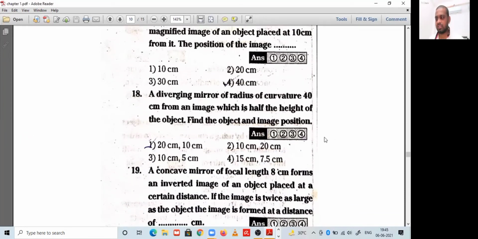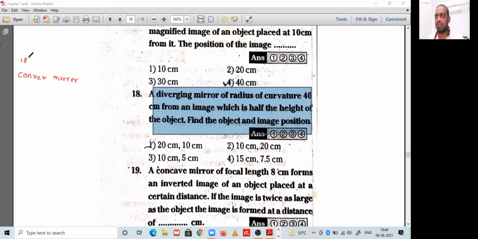Coming to the 18th question. A diverging mirror of radius of curvature 40 centimeters forms an image which is half the height of the object. Find the object and image position. See, look at here. Once again, read the question. A diverging mirror. What is a diverging mirror, friends? A diverging mirror is nothing but a convex mirror. So a convex mirror is a diverging mirror.